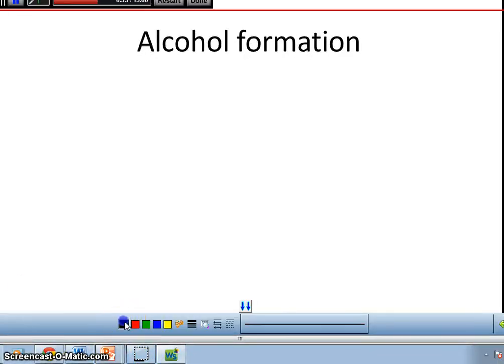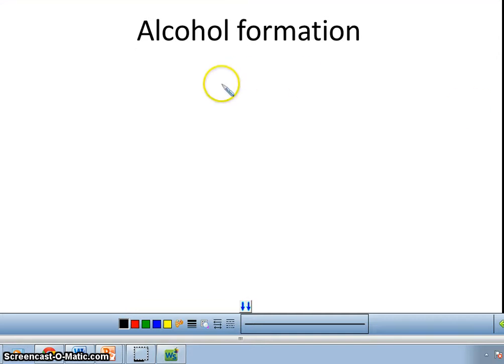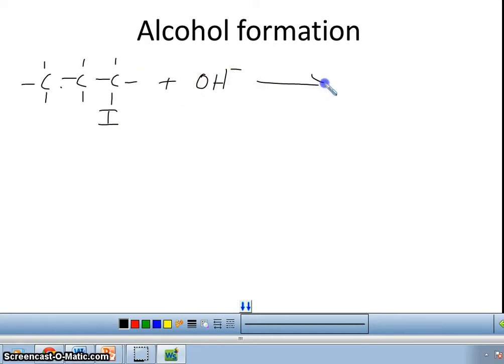Right, so alcohol formation. In general terms, we have, say, carbon, carbon, carbon. I'm just going to stick with 3 again today. Carbon, carbon, carbon, and say I have iodine on here, might be interesting. That plus an OH minus, so a base, an alkali solution.